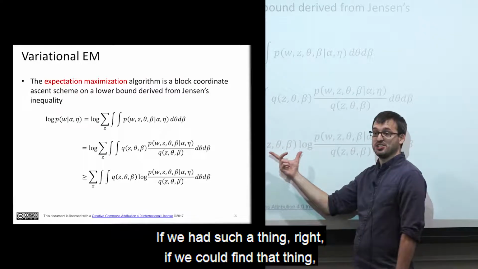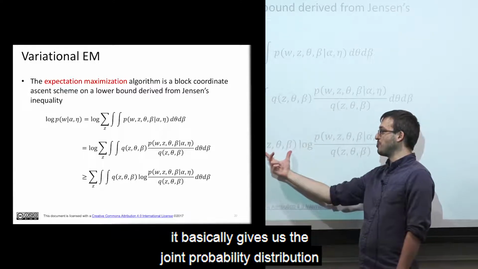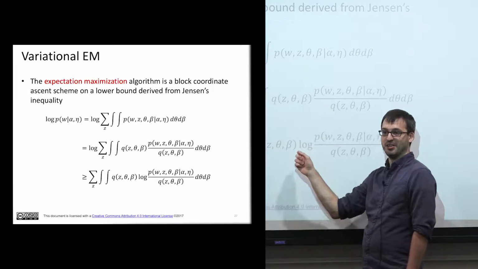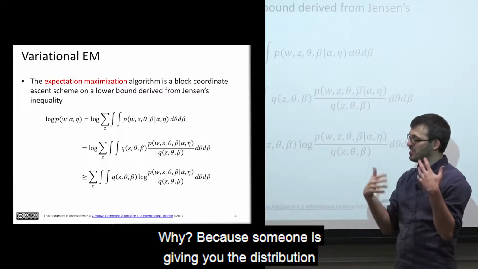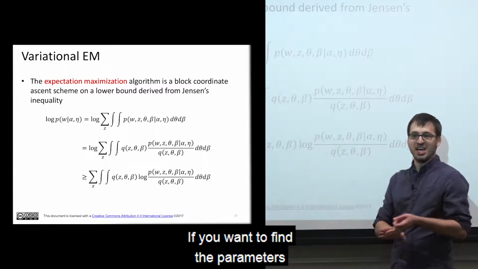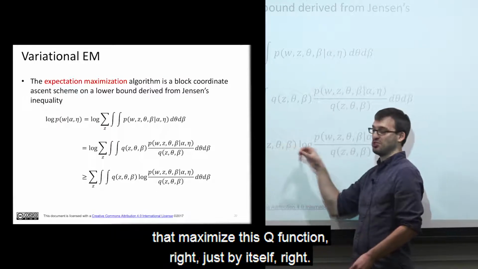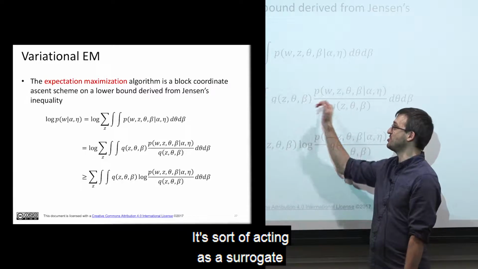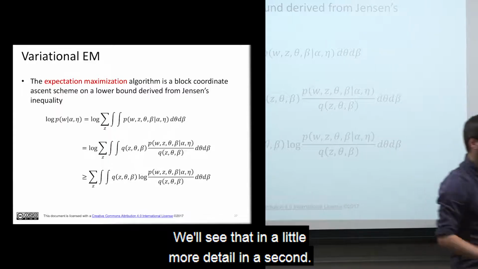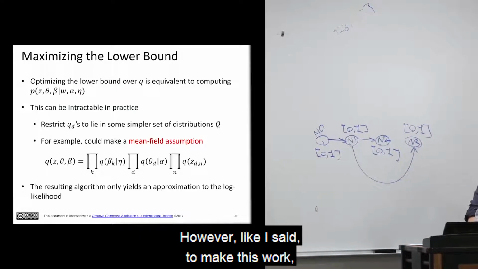If we could find that thing, it basically gives us the joint probability distribution over z, theta, and beta. If we had that thing, we're done with this problem. Why? Because someone's given you the distribution over z, theta, and beta. If you want to find the parameters that maximize the likelihood, we just choose the things that maximize this Q function by itself. It's sort of acting as a surrogate for this big distribution. We'll see that in a little more detail in a second.